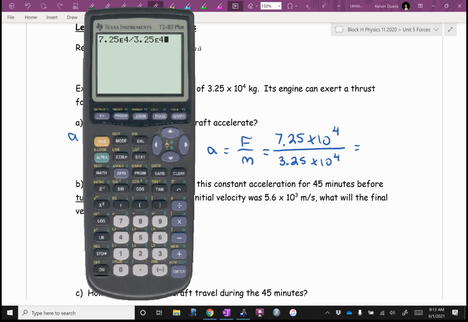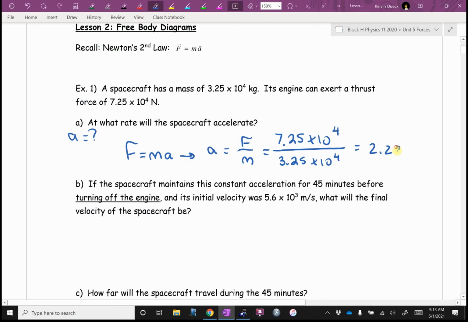Couldn't you just do 7.25 divided by 3.25? Yeah, it turns out the 10 to the 4ths in this one will cancel out. And so I would actually not even bother typing them in if I was doing this on my own. But for now, do y'all get 2.23? Okay. Units, it's an acceleration. Yep. Okay.